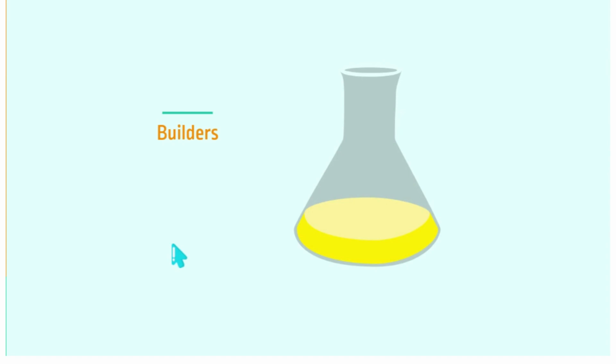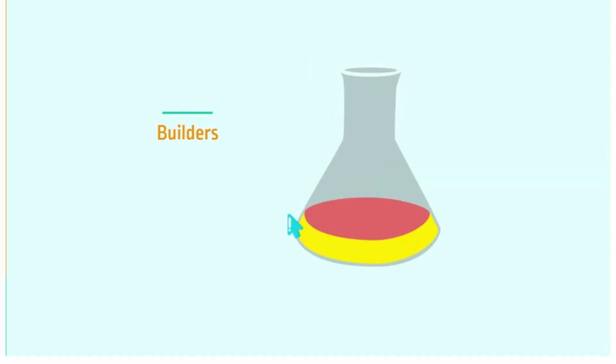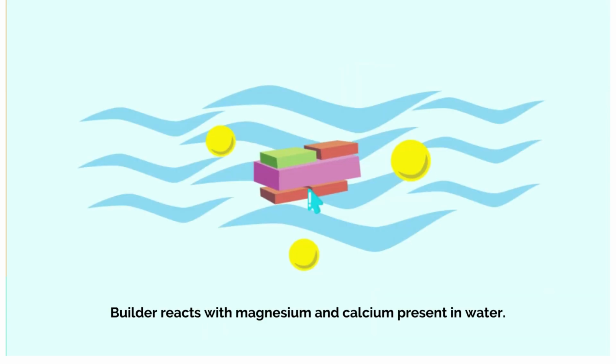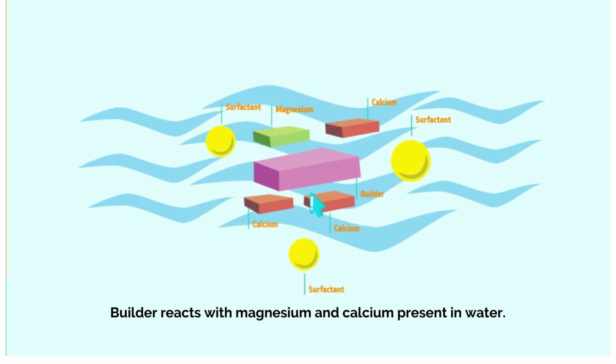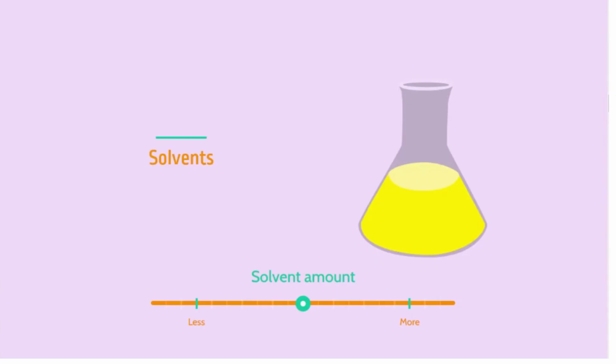So, para matulungan yung surfactant na magawa yung kanyang trabaho, which is to remove the soil and clean the surface or the material, builders react with those minerals. It keeps the minerals out of the way so that the surfactant can do its job. As you can see, dumidikit o nagre-react po yung magnesium, calcium to the builder, so that the surfactant can now act on the soil or the dirt on the surface or the materials that you are cleaning. The next ingredients are solvents.